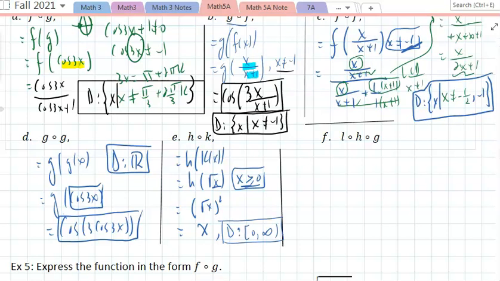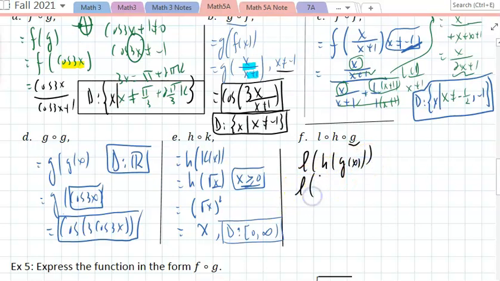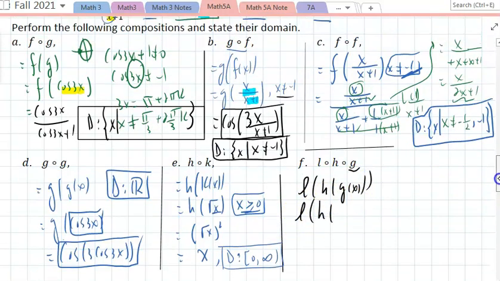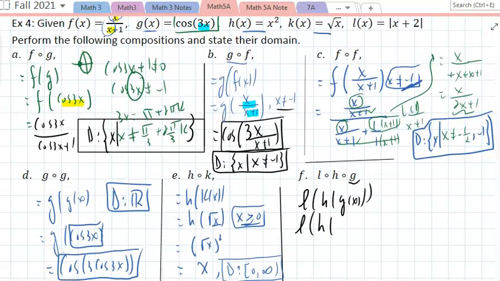And if you look at the last part, L composite. So this is, you start with the right, that's L of h of g of x. You work from the inside out. The g of x, g was radical x. Nope, I'm sorry. G was cosine of x. Cosine of 3x. So no restriction there.